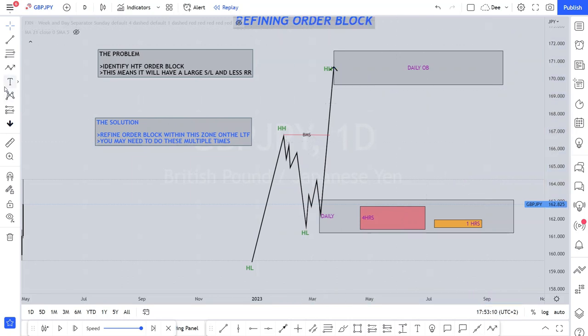So the problem here that we have is if we take this box here, it's a daily time frame order block. And inside this higher daily time frame order block, if we refine our order block to 4 hours, this is our 4 hour order block. If we refine this 4 hour order block to 1 hour, this is our 1 hour order block. So let's start on a daily order block.